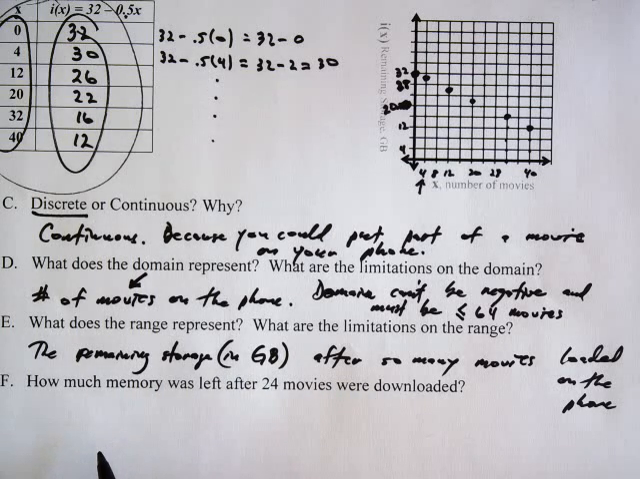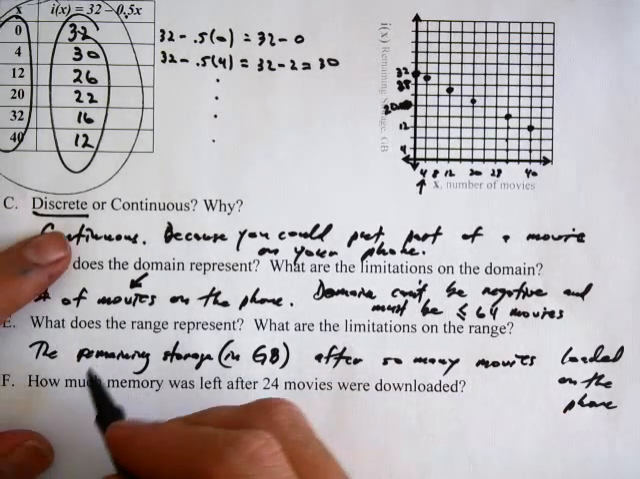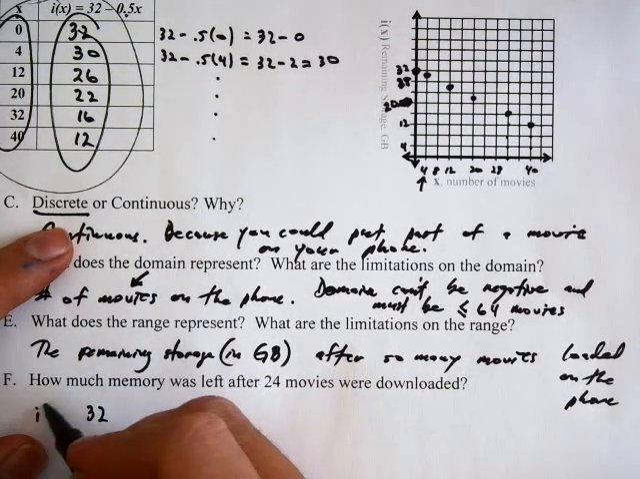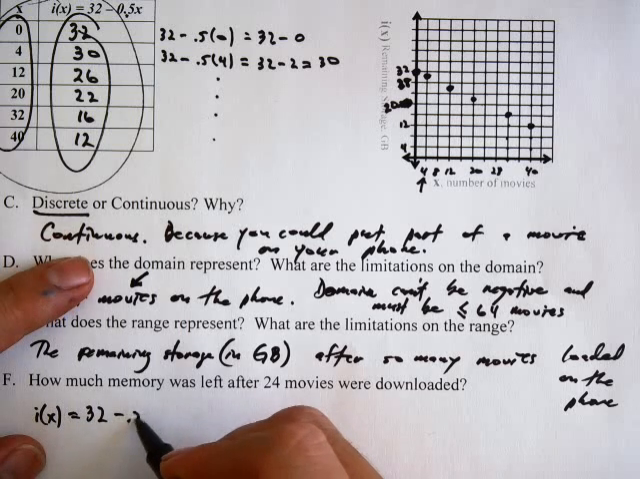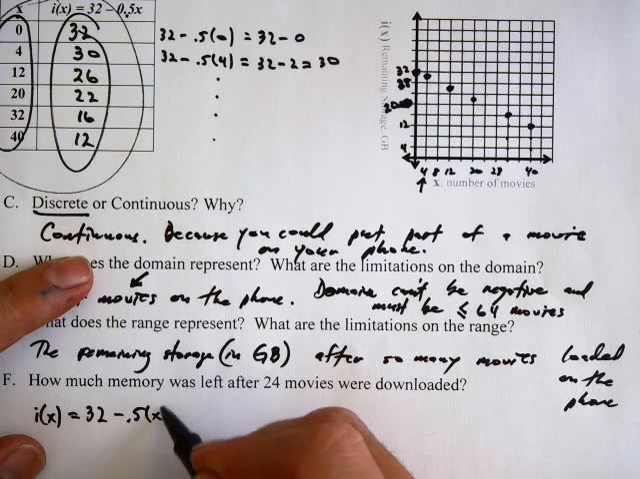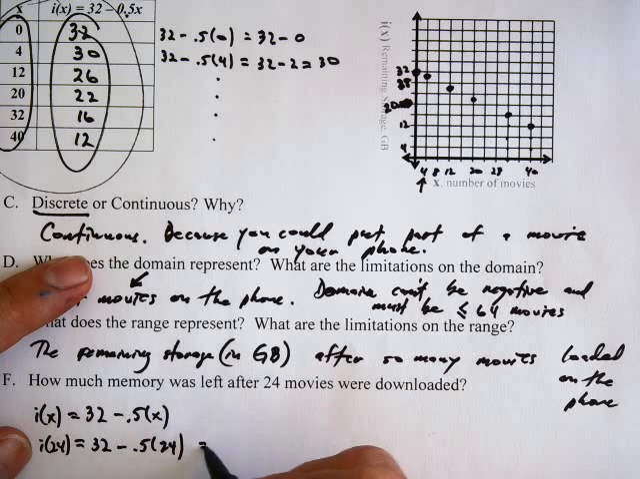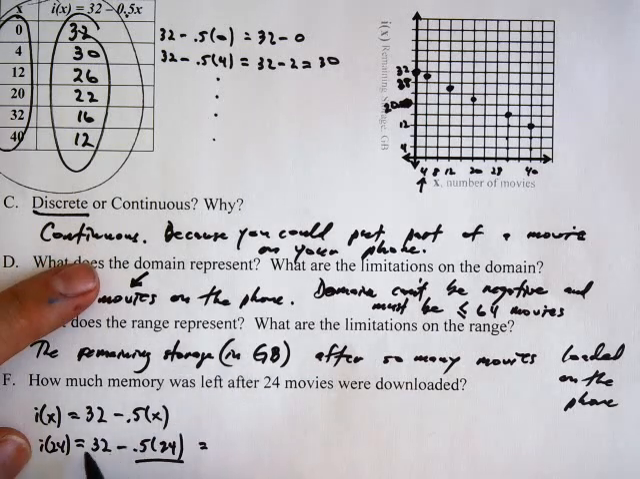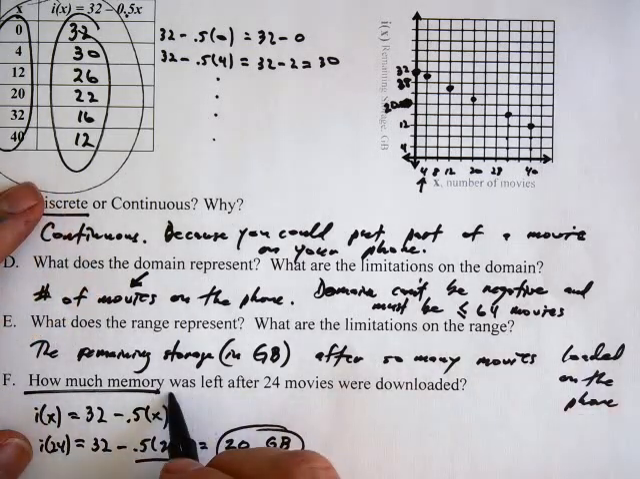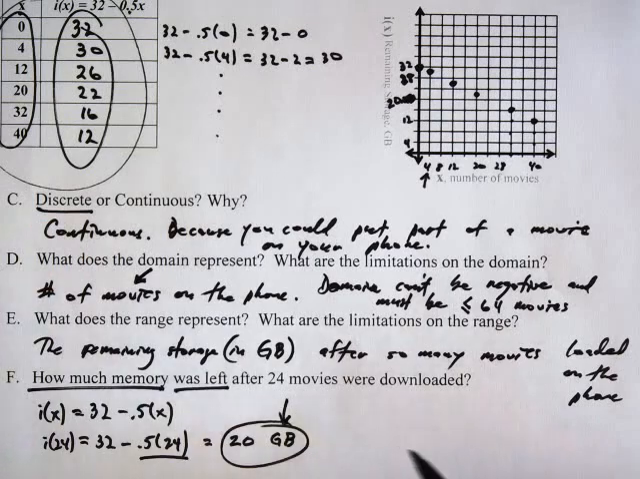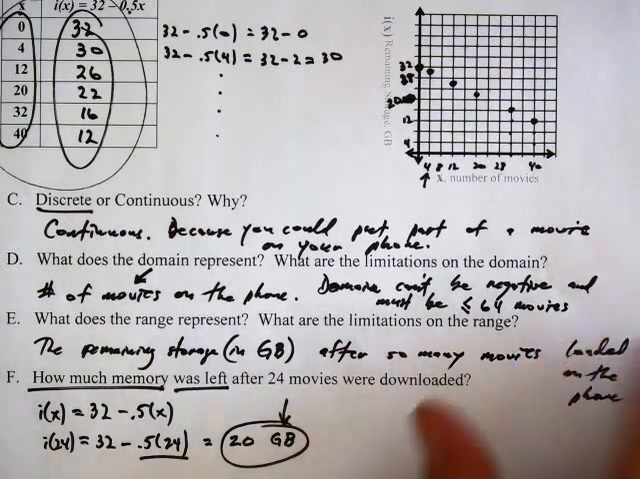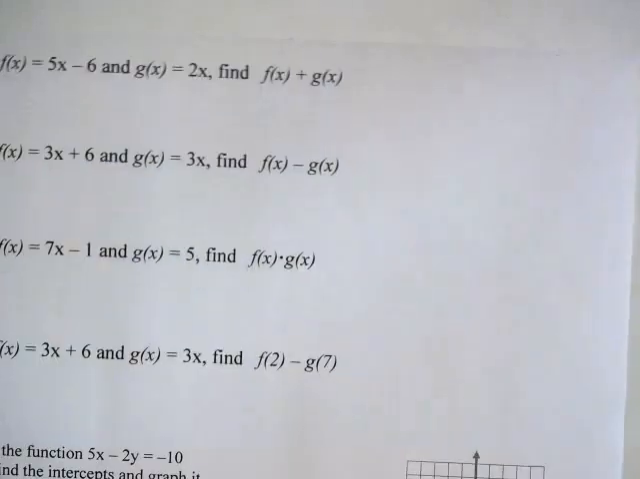How much memory was left after 24 were downloaded? So we would simply take our function, I of x, equals 32 minus 0.5 times x, but now we're going to plug in 24 into the function. What's half of 24, everybody? That's 12. What's 32 minus 12? 20 gigabytes. Now, notice, it's a word question. How much memory was left? Answer in words. 20 gigabytes is left. Okay? Great. Next page.